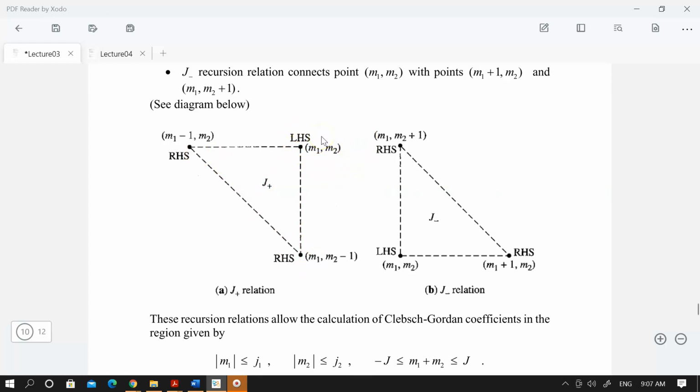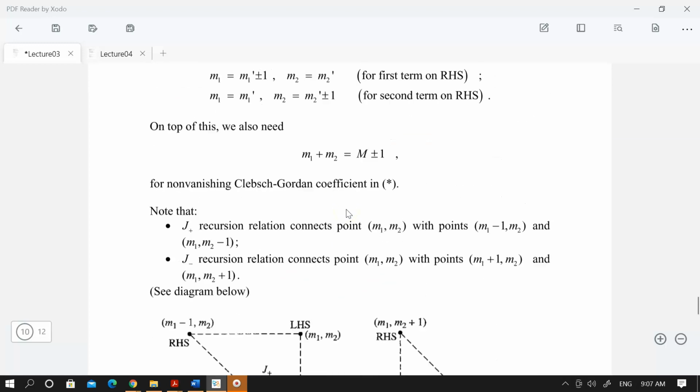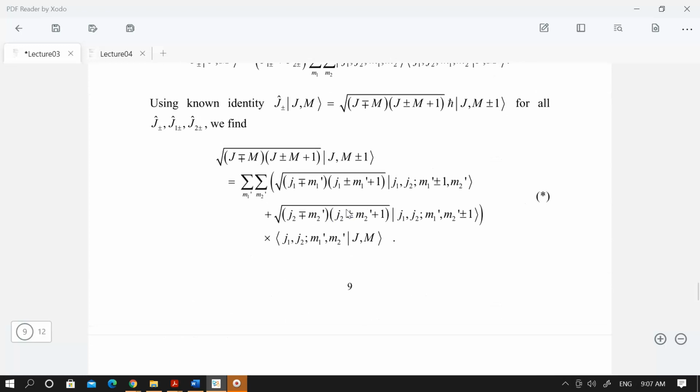But the way it's been done when you use this operator relationship is to see that your M1 and M2 state has to be realized from a J plus acting on this state as well as J plus acting on this state. I do not know how else to describe this. So essentially it's coming from this relationship anyway.